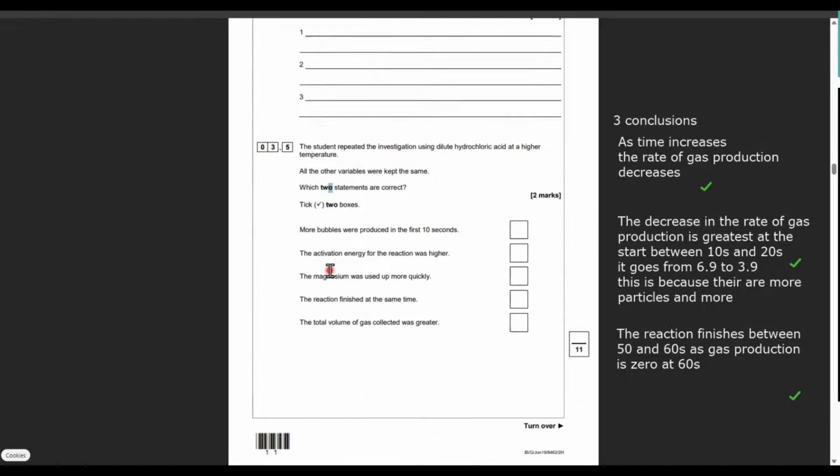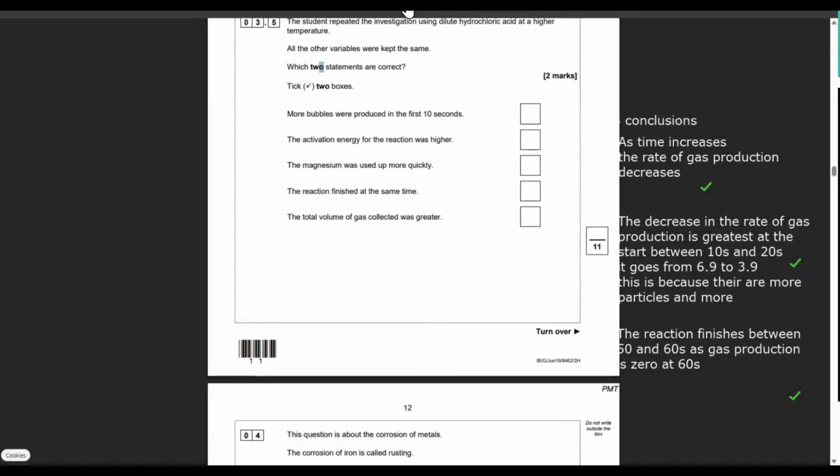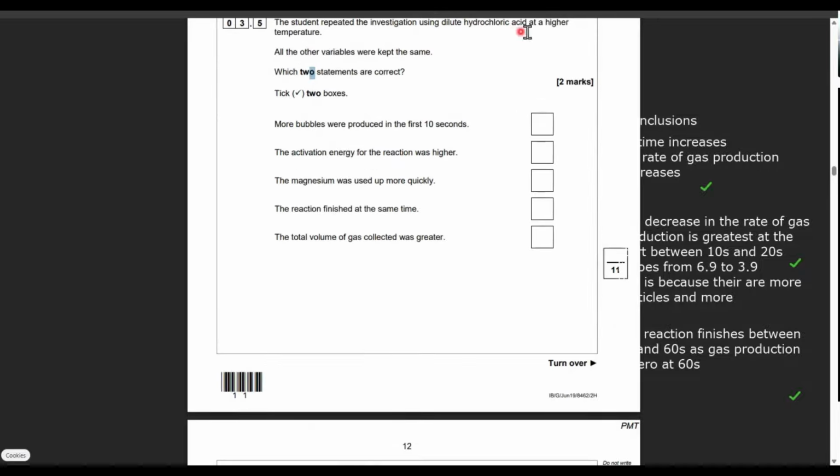Right, let's check out the last part of this question. 3.5. The student repeated the investigation using dilute hydrochloric acid at a higher temperature. So they're using a higher temperature. All the other variables are kept the same. Which 2 statements are correct? More bubbles were produced in the first 10 seconds.